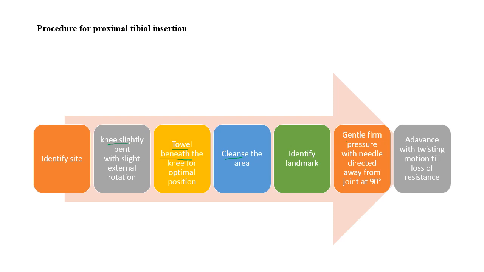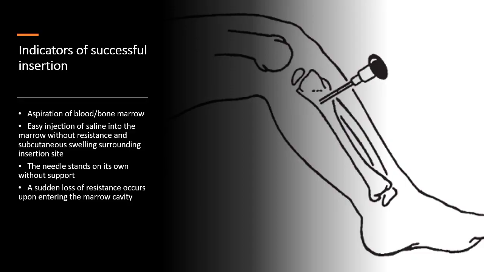Then give gentle firm pressure with the needle, your Jamshidi needle, and direct it away from the joint at 90 degrees. Advance with twisting and turning motion. Alright, you will advance with gentle, firm pressure till you feel the giveaway, the loss of resistance. When you feel the loss of resistance, it means that you have entered the marrow. The depth of insertion will be determined by the feeling of loss of resistance. Once you are in this space, remove the stilette from the needle and secure it in place with gauze and tape and make sure that you have actually entered it successfully.